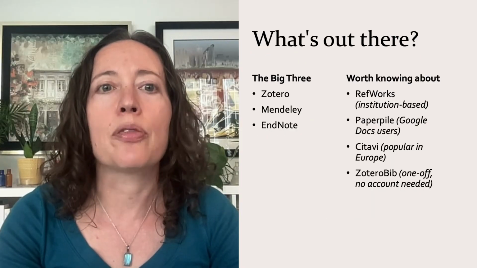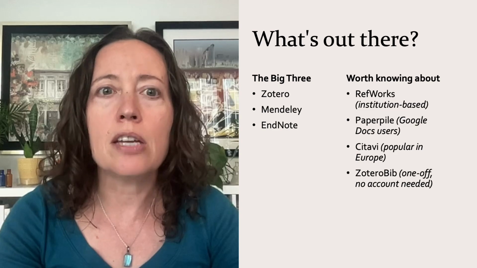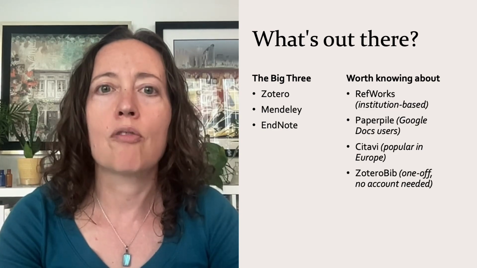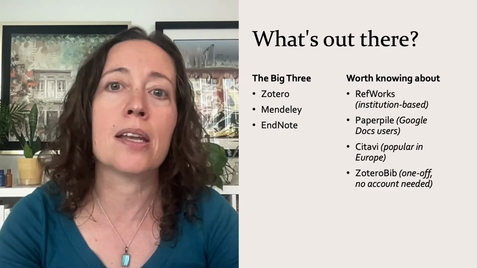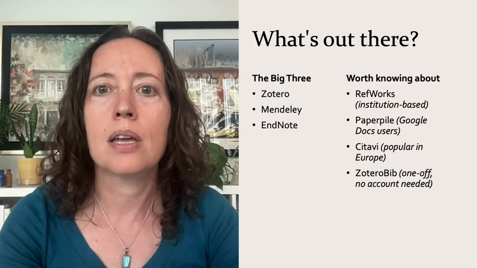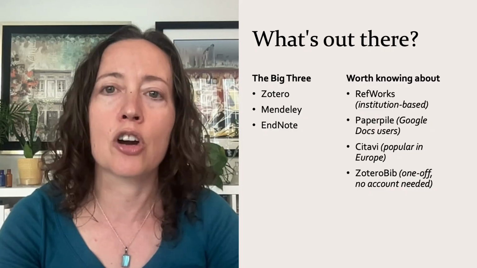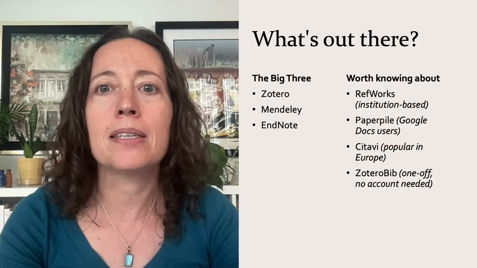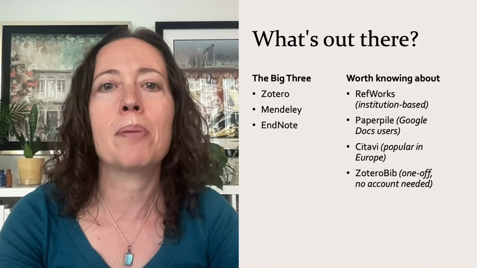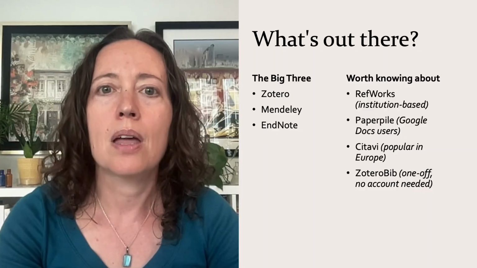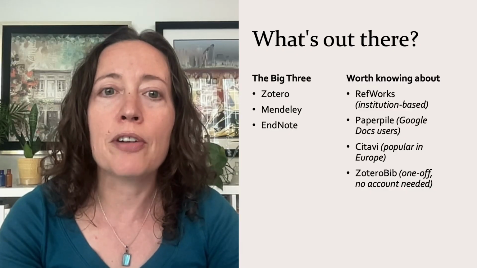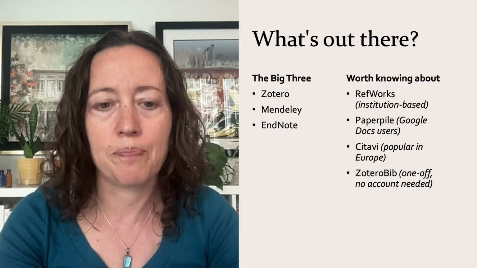There are more options out there than most people realize. The three you'll hear about most are Zotero, Mendeley, and EndNote, but there are others worth knowing. RefWorks is common at institutions that provide it. PaperPile is popular with researchers who work primarily in Google Docs. Citavi has a strong following in Europe, and Zotero Bib, made by the same team behind Zotero, is worth bookmarking for those moments when you just need a quick bibliography without setting up an account. Today I'm going to focus on the big three, plus a few targeted comparisons that should help you figure out which direction makes sense for you.